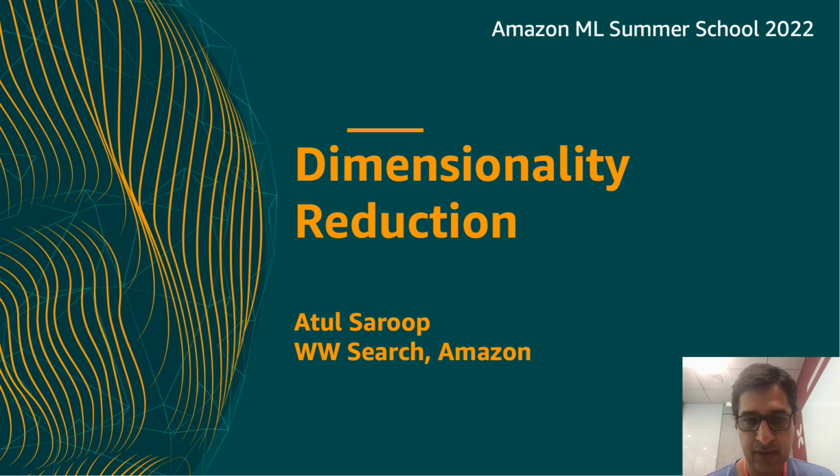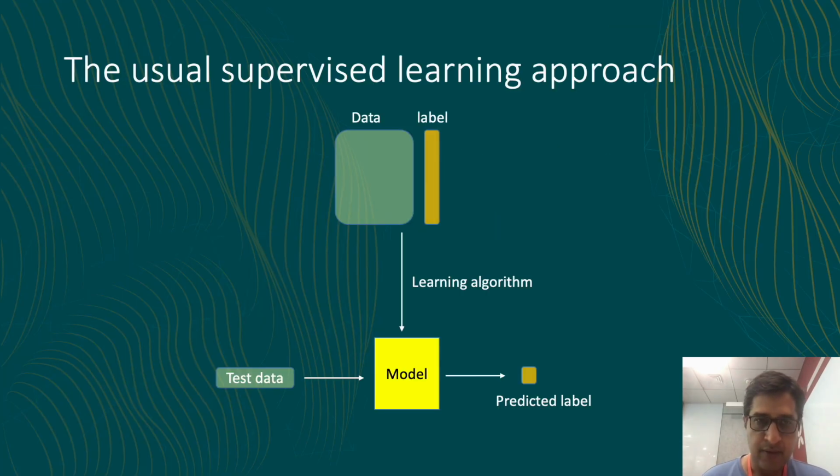I'll be leading this session on dimensionality reduction, which is one of my favorite topics in machine learning. So the usual approach to building machine learning models, the supervised machine learning models, is to have data, usually lots and lots of data, and the idea is to predict a given label. And what you do is that you train the model to be able to predict the label while showing that you are able to achieve a very low error on a test data set.